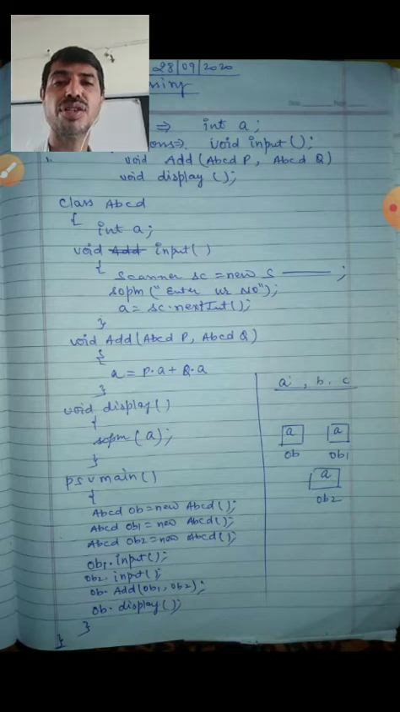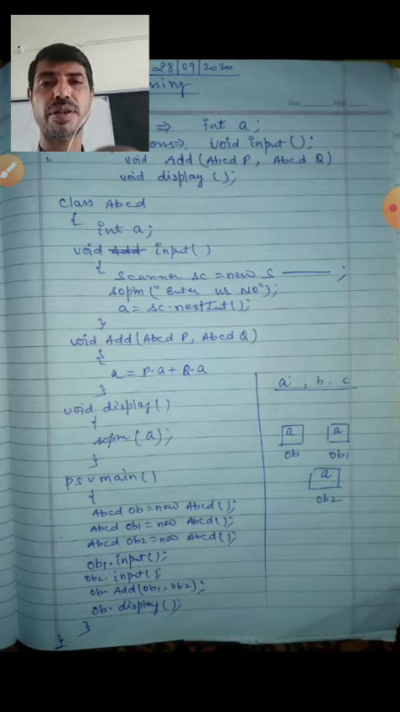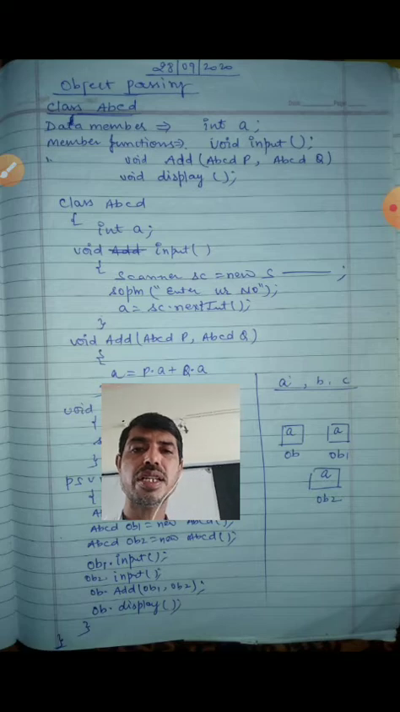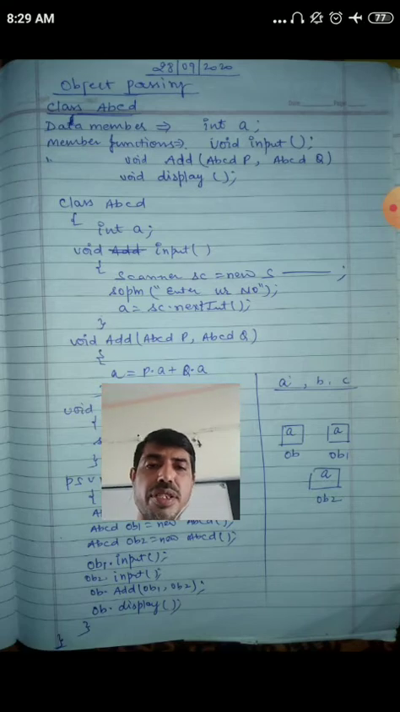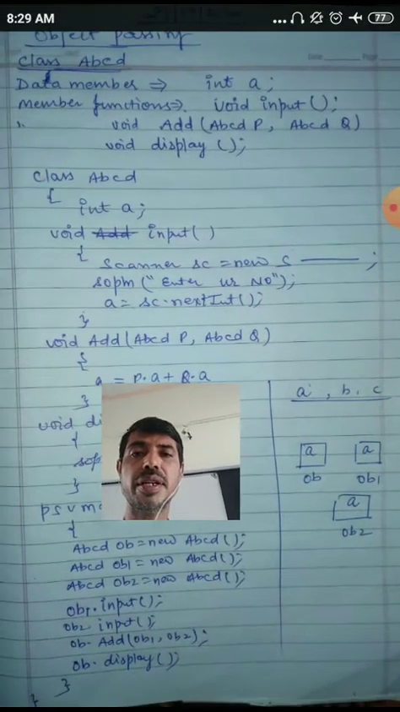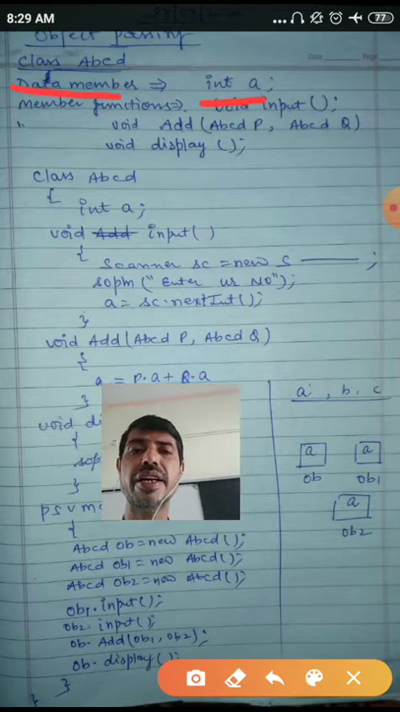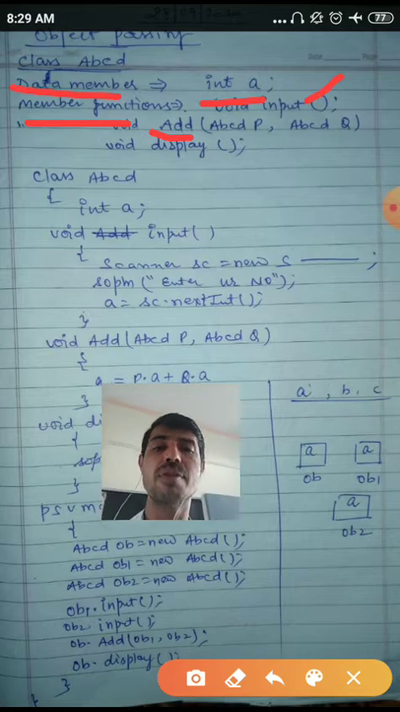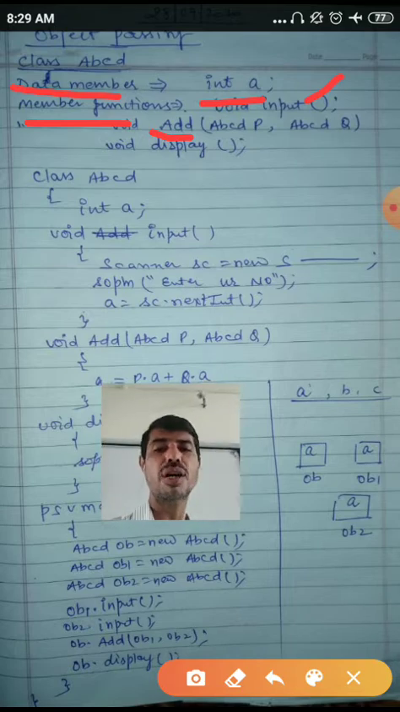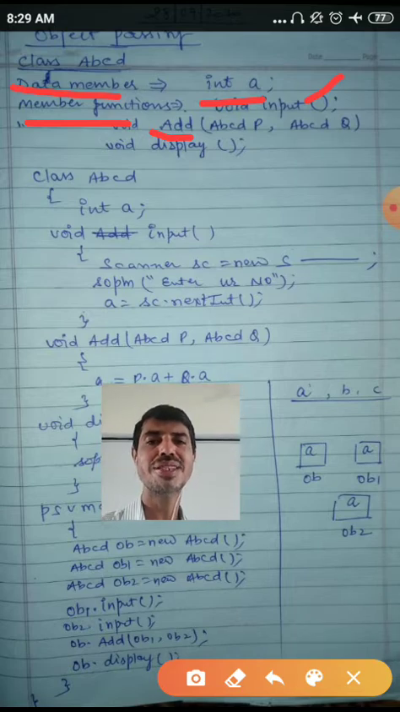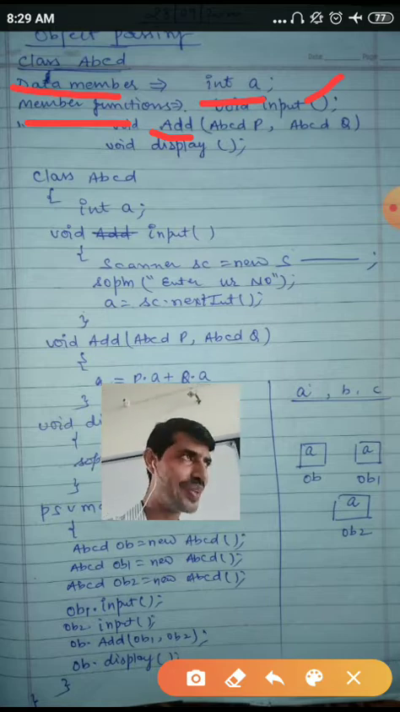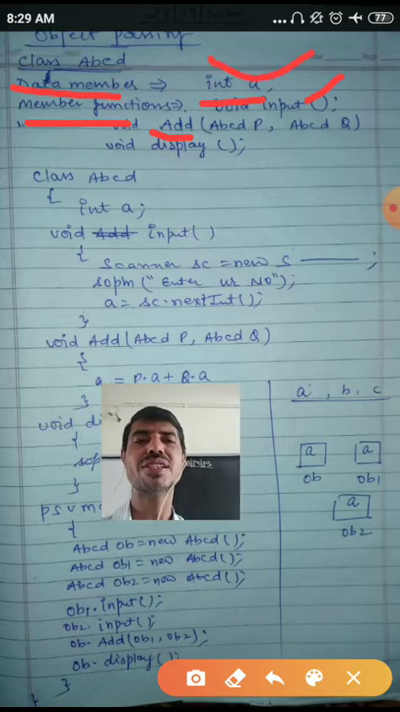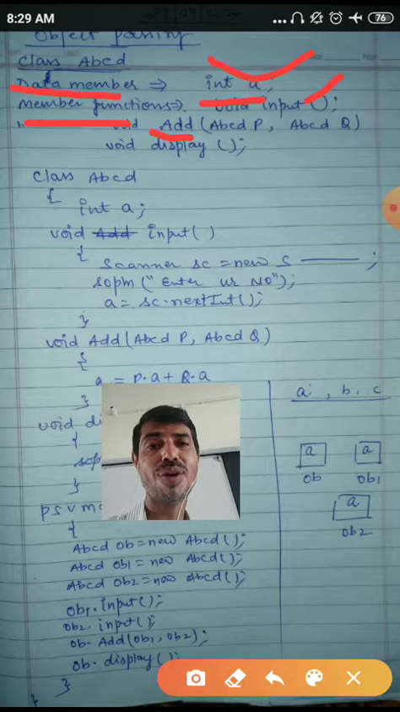Here, how can you solve this one? Please pay attention and listen. Suppose this is your question. One data member is given, int a, and one function is given here, input. Now you want to add two numbers. So how will you solve it? How will you add two numbers without taking two variables here? I have taken here only a.